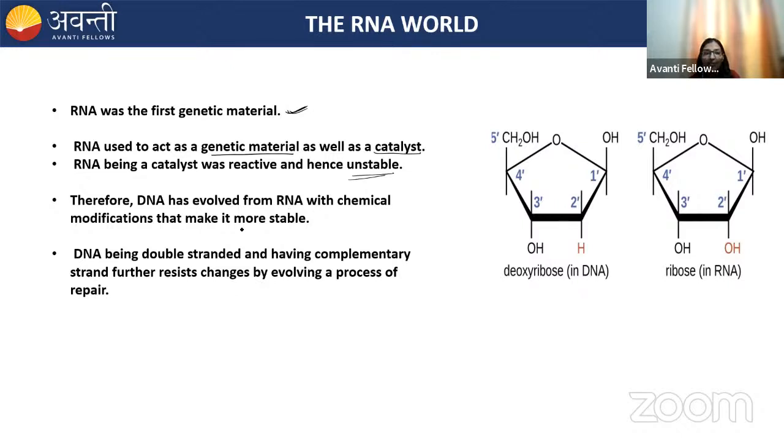So DNA has evolved from RNA with some chemical modification that makes it more stable. And DNA is more stable because it is a double-stranded structure. It has complementary base pairing, because the two strands are complementary to each other, because of which they can resist the changes by evolving a repair mechanism.